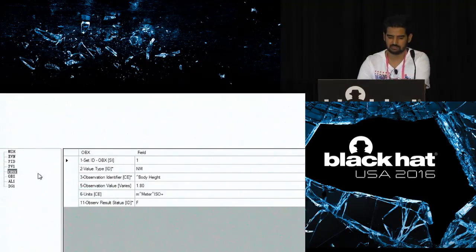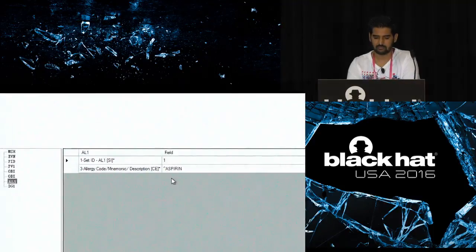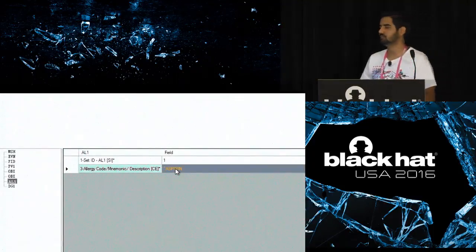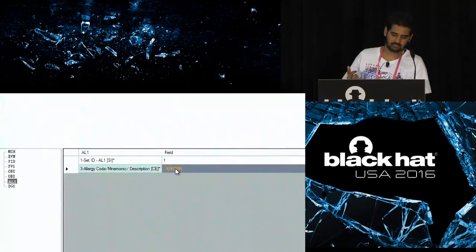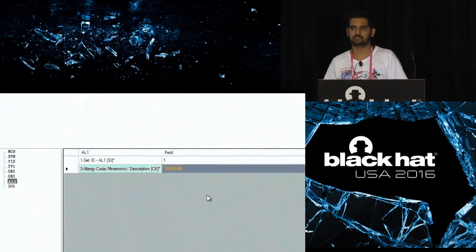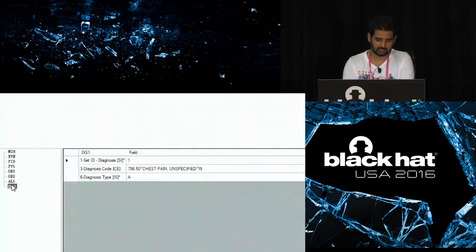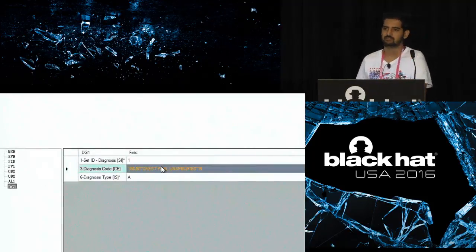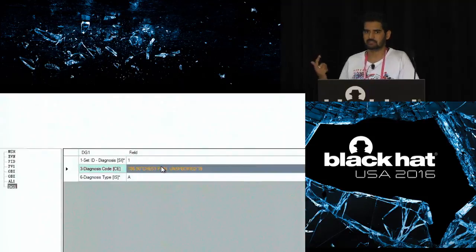So you have the OBX segment, and you have the allergy segment. Okay, so the patient is allergic, has been given the allergy code aspirin. Imagine changing this. Again, you have diagnostic segments as well. So if I were to mess around and change this segment, it becomes a problem again.